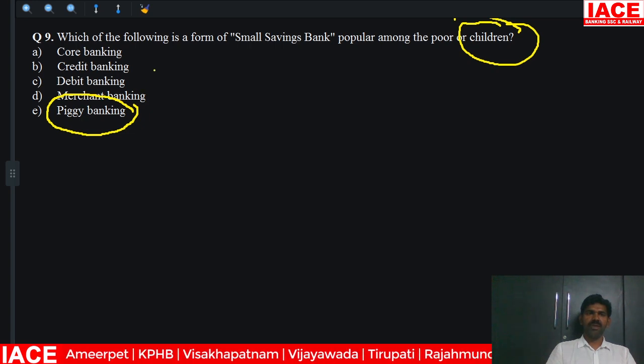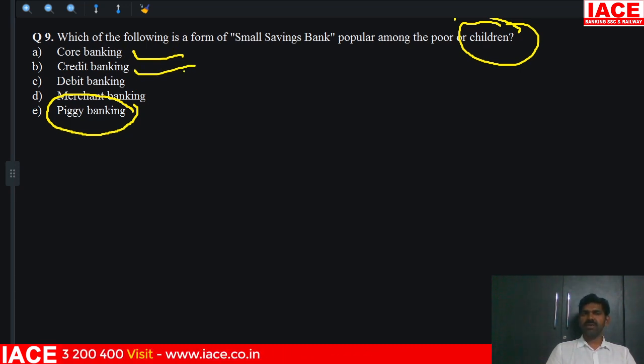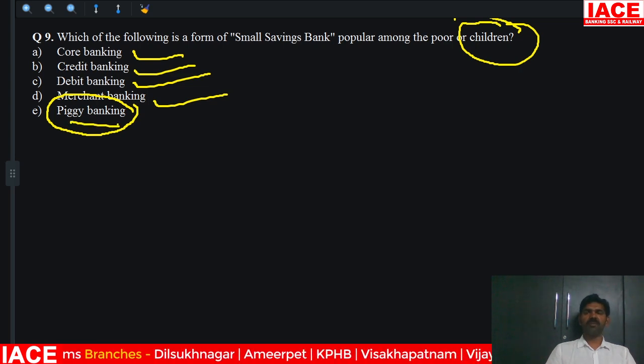Core banking refers to the basic functionalities of the bank, such as deposits, loans, and all those things. Credit banking refers to only giving loans. Debit banking refers to only accepting deposits. Merchant banking is when you assist people in doing businesses. Only for businesses you lend loans, that's called merchant banking. And piggy banking is something very popular among poor people who are doing very, very small savings. So piggy banking is the right answer.